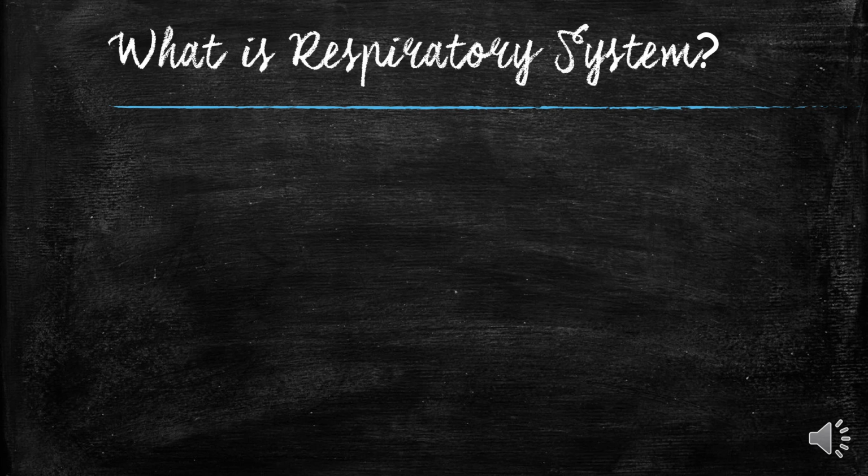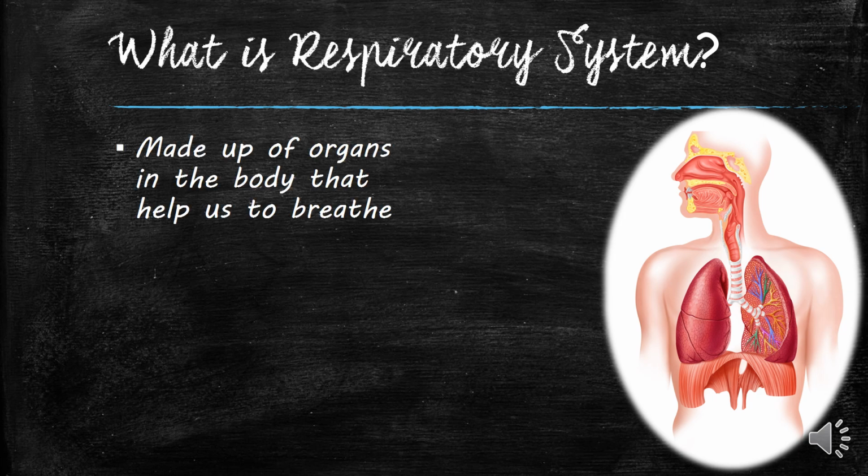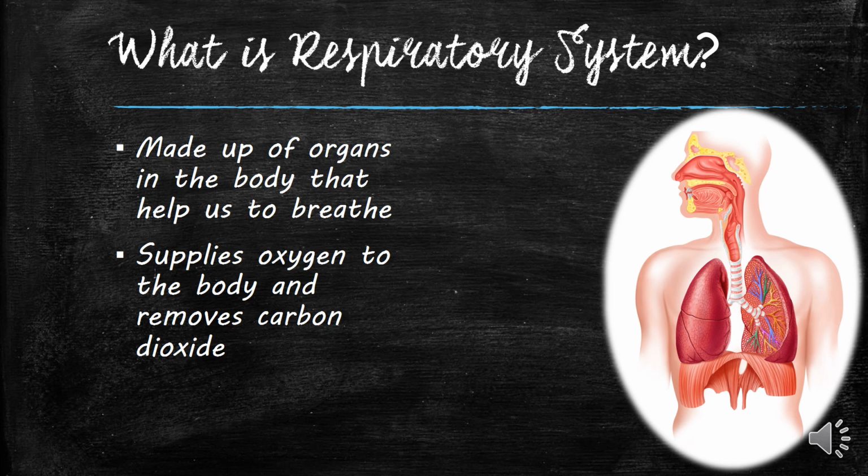What is the respiratory system? The respiratory system is made up of organs in the body that help us to breathe. It supplies oxygen to the body and removes carbon dioxide.